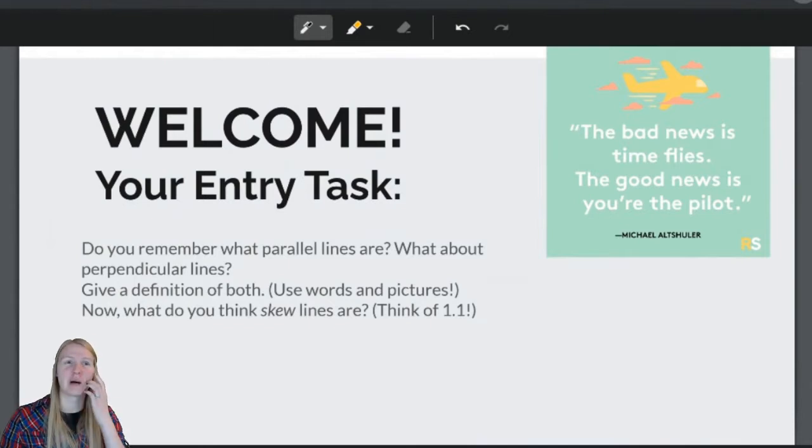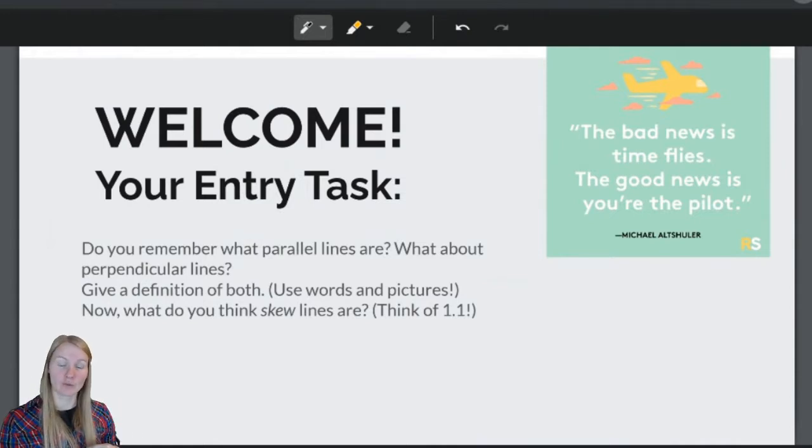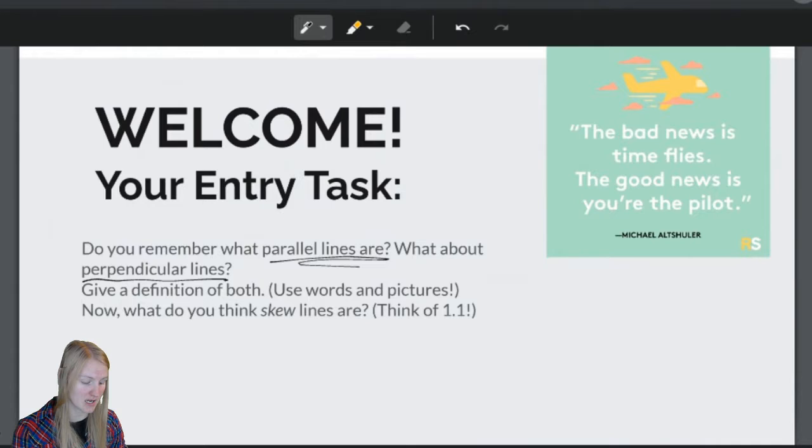You know what to do by now. Pause the video, try these questions in your notes, and then unpause, and we will talk. So, do you remember what parallel lines are? Do you remember what perpendicular lines are? Hopefully you tried to give a definition of both of them, using words and pictures.